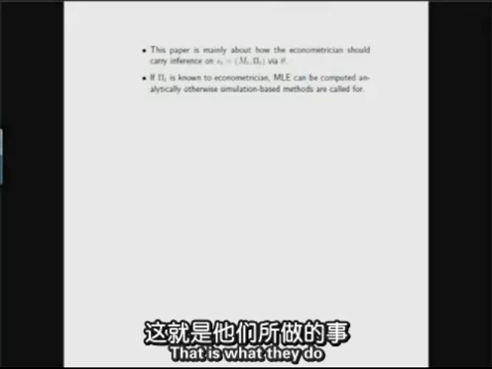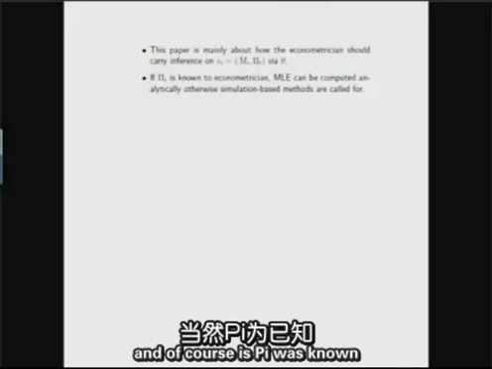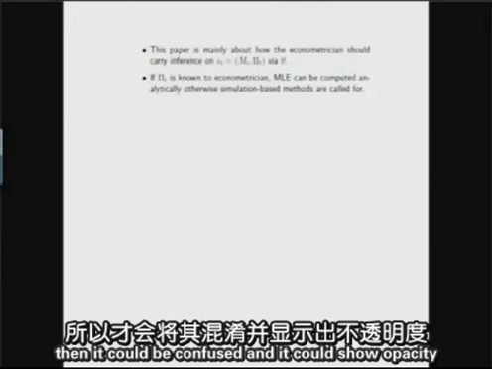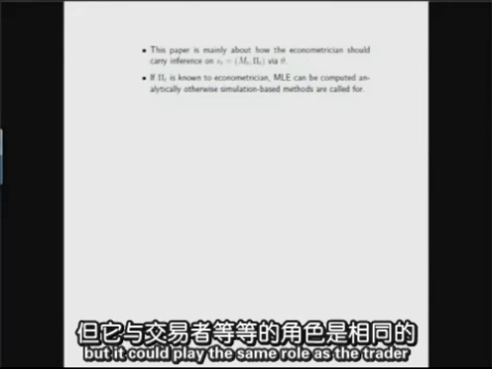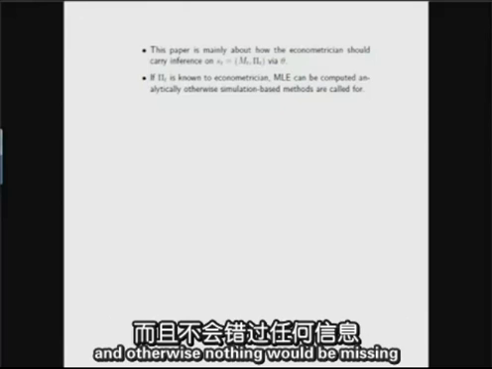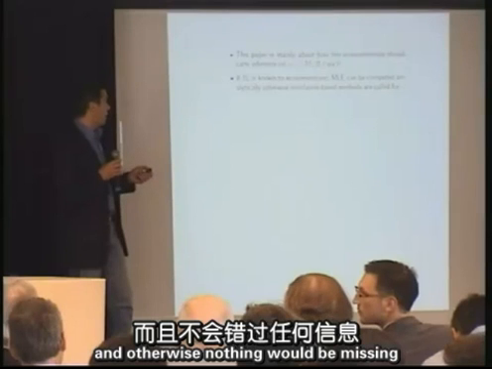So that's what they do. Of course, if pi was known, then the likelihood could be computed. There is the issue of pi_t, but they can play the same role as the traders. And otherwise, things get a bit messy.